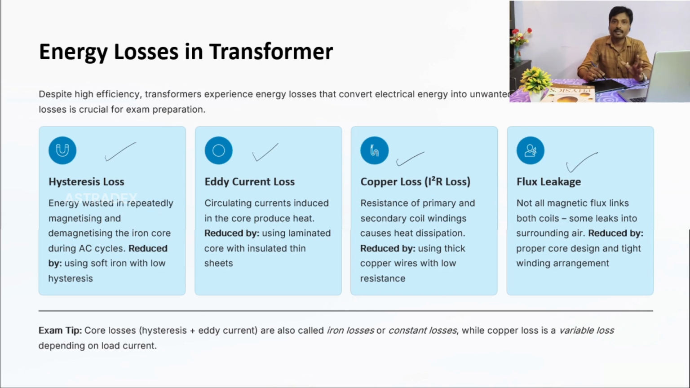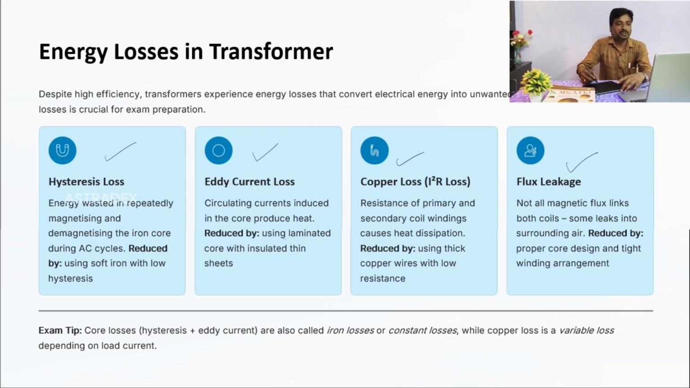Energy will be wasted repeatedly magnetizing and demagnetizing the core by the AC cycle. So, this can be reduced by using soft iron with a low hysteresis property and eddy current loss. See, the transformer core is a thin sheet in which circulating current will be produced. So, the circulating current is nothing but eddy current. So, this will generate unwanted heat. Okay, so this loss also has to be reduced.